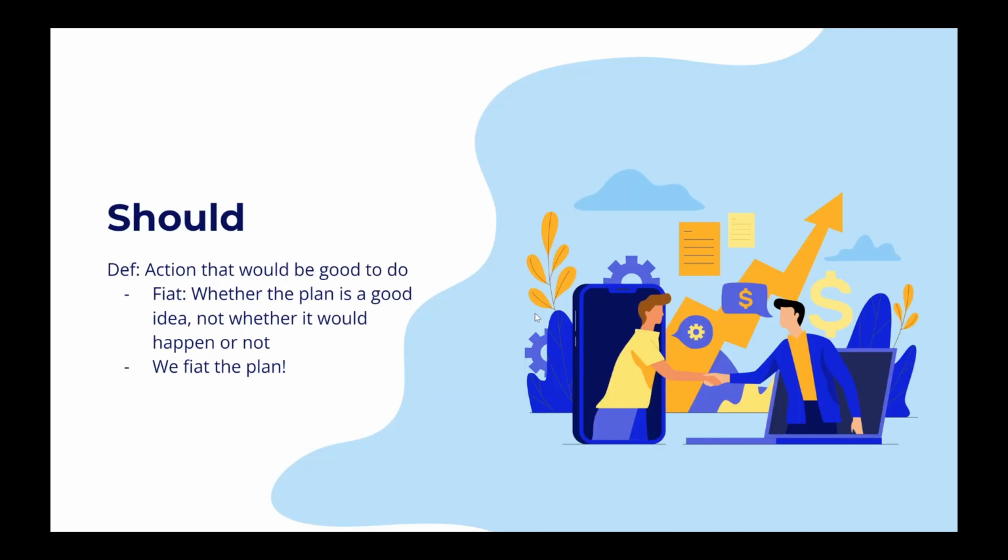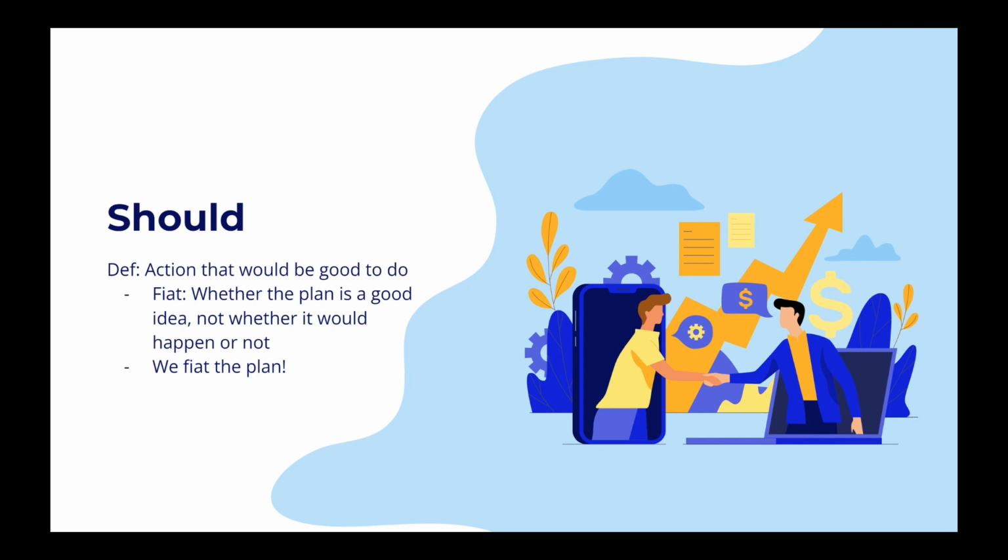Let's move on to "should." In the context of debate, and in general, should can be understood as any action that would be good to do. So we should do something. And specifically in the context of debate, when we think of should, we refer to another term known as fiat. What fiat means is whether the plan is a good idea, not whether it would happen or not.